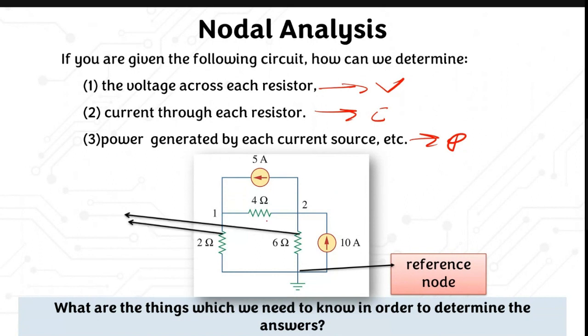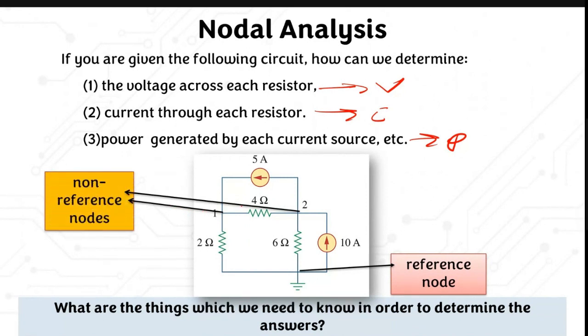Okay, so for this one, we have these two. We call these non-reference nodes: nodes 1 and 2. And as I said before, the reference node here is actually the ground, so we call it the reference node. For this circuit, the first thing you need to do is put the reference node here, and then determine your nodes. Like for this circuit, you have these two nodes, 1 and 2 here.